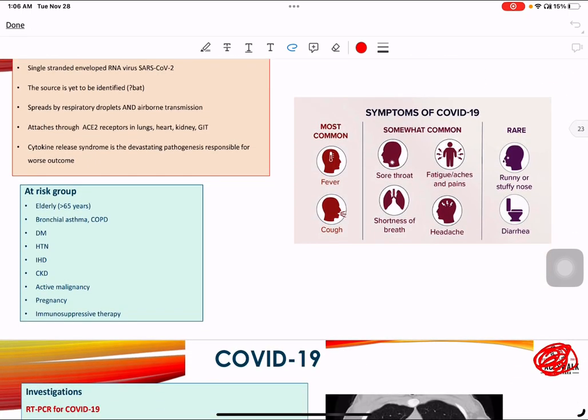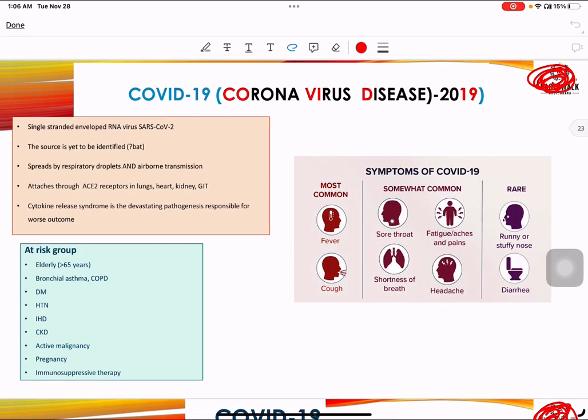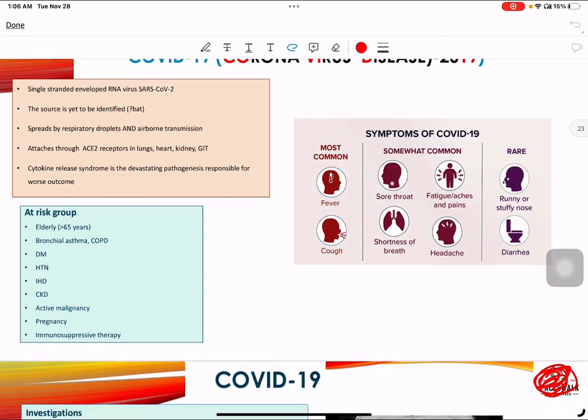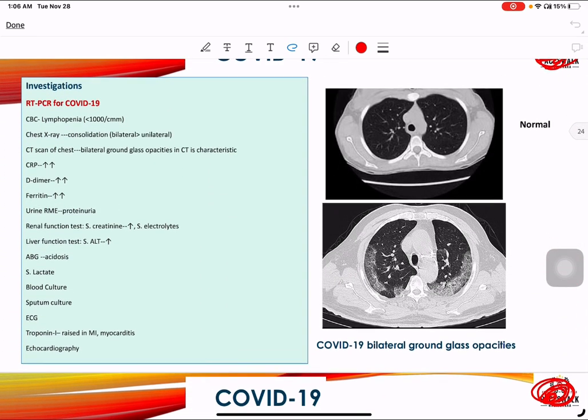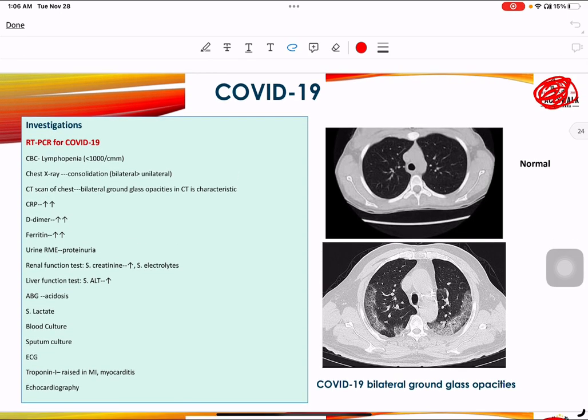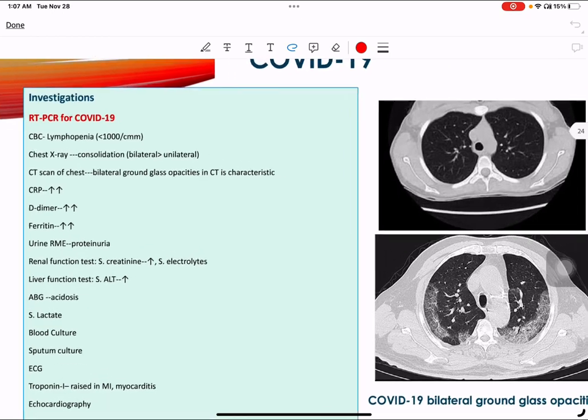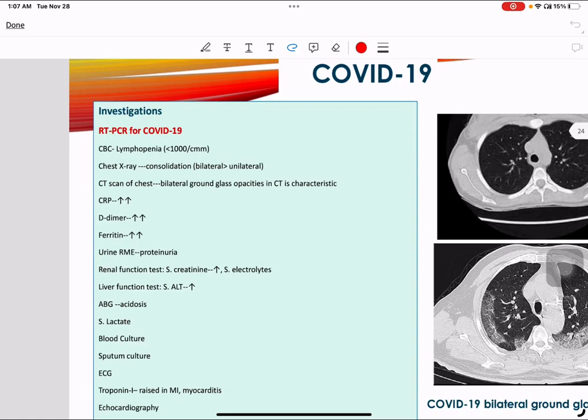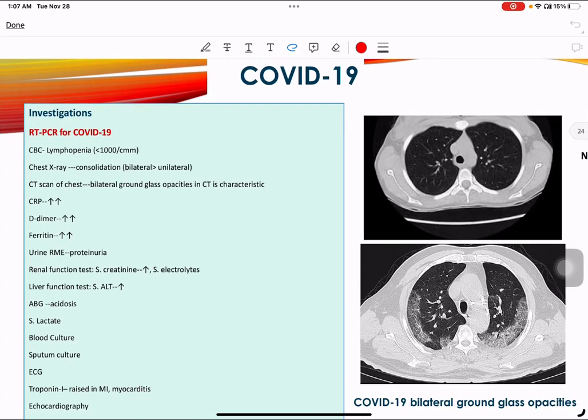Now, COVID usually causes pneumonia. So COVID is a very important cause of pneumonia, and it can lead to severe respiratory distress and pneumonia, and may lead to death. So what are the investigation findings in a patient with COVID pneumonia?